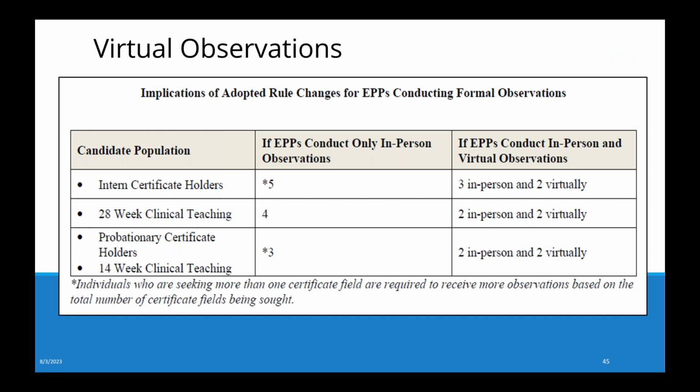EPPs have the option to allow up to 2 virtual observations, but are not obligated to do so. For reporting purposes, EPPs must specify in ECOS whether the observation was conducted in person or virtually. This chart provides an example of the number and format of observations if your EPP decides to permit virtual observations.